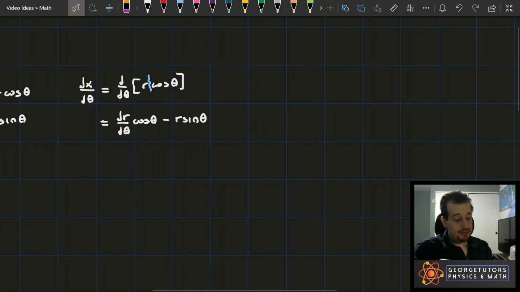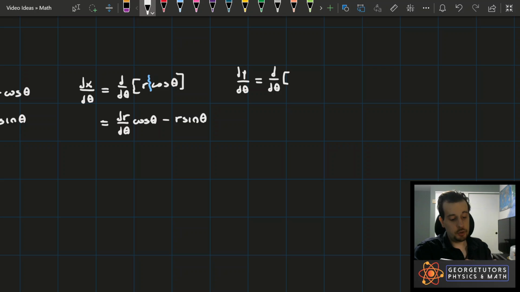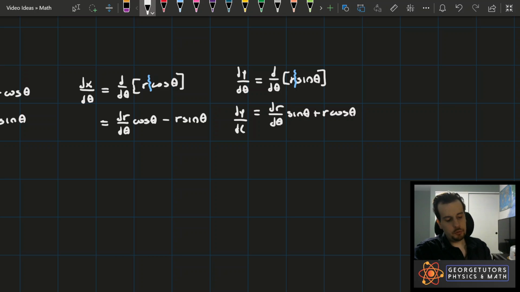Done and done. Then we can go and look at the derivative of y with respect to theta. And so we have to take the derivative of r sine theta with respect to theta. Again, another little product rule over here that we have to do. So first we take the derivative of r with respect to theta, leaving our sine theta untouched. And then we take the derivative of sine theta, which is nothing more than cos theta, and leave our r untouched, which again I'm going to prefer to put at the front like this. Okay, so these are the derivatives.